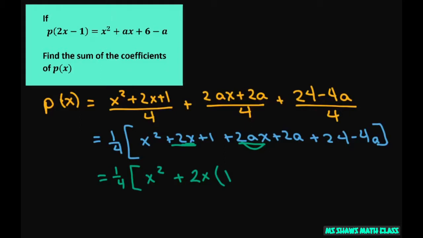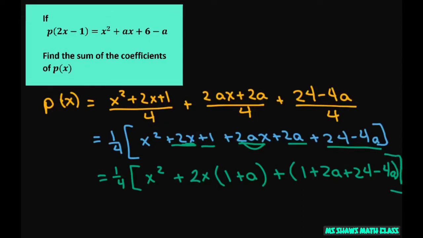So when you pull out the 2x, that's going to be 2x times 1 plus a. All right, so there's your x. And then the rest are all constants. These four are all constants, so let's just add those up. So that's going to be 1 plus 2a plus 24 minus 4a. Now this little bit is going to be 25 minus 2a for that.